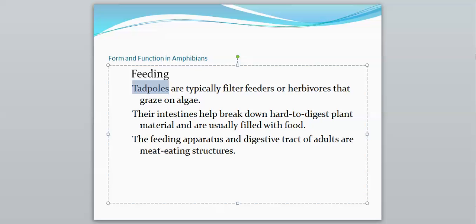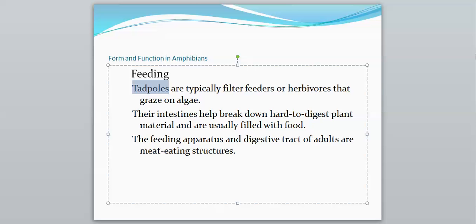And when they're in the tadpole stage, they're typically filter feeders or herbivores that graze on algae, and their intestines will help break down hard-to-digest plant material that they usually fill up on. And the feeding apparatus and digestive tract of adults are meat-eating structures. So that's what we're going to look at next, the adult digestive system and how it helps them to be meat eaters, because as tadpoles, they pretty much just graze on algae.